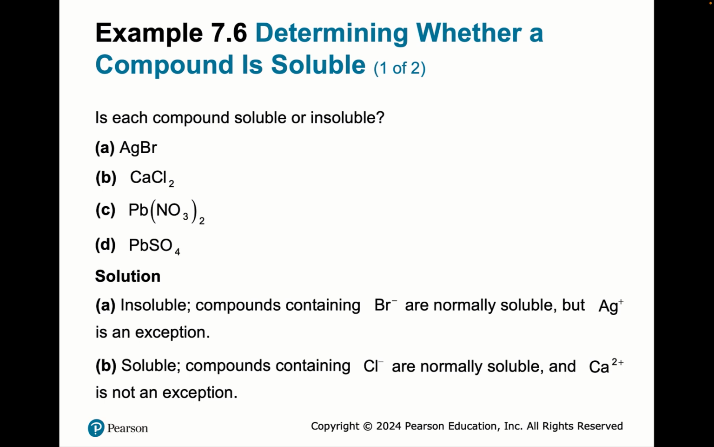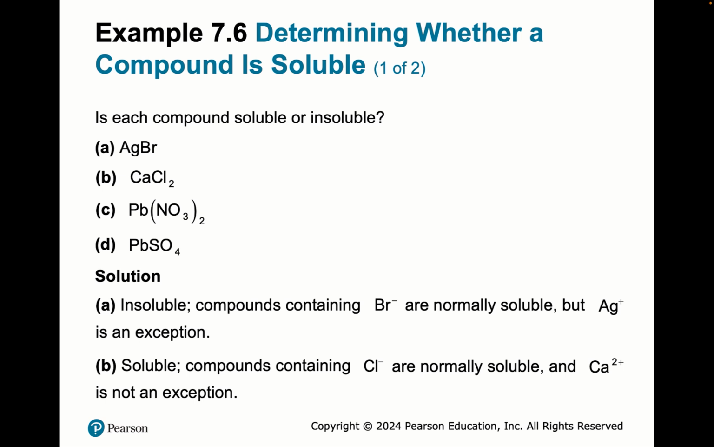So we have to figure out whether the compound is soluble. Look at the chart there, and you look at bromides. Halides tend to be soluble with a couple exceptions, and silver is one of those exceptions. So for A, silver bromide is insoluble.